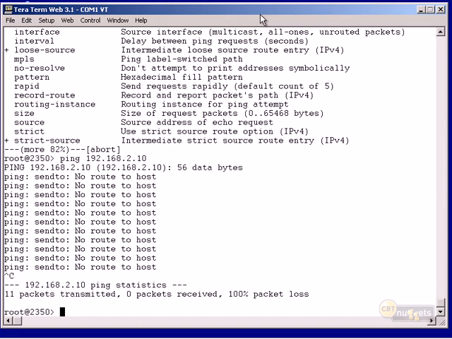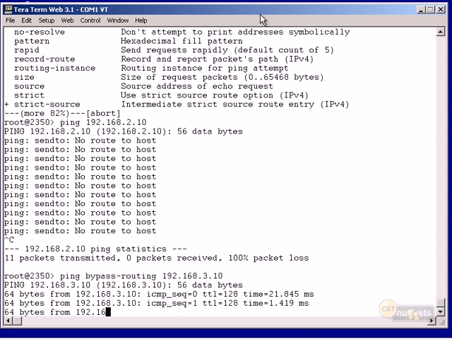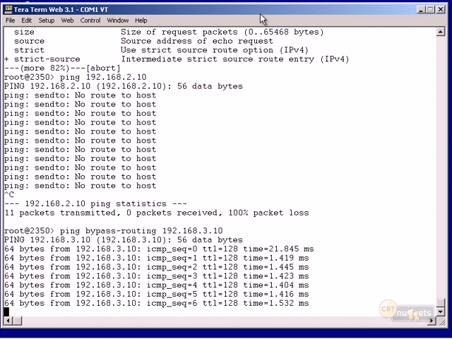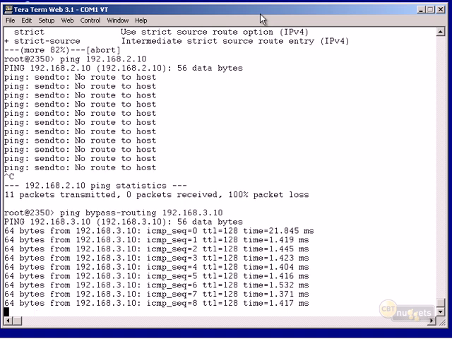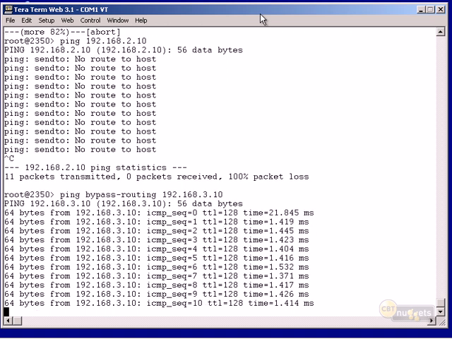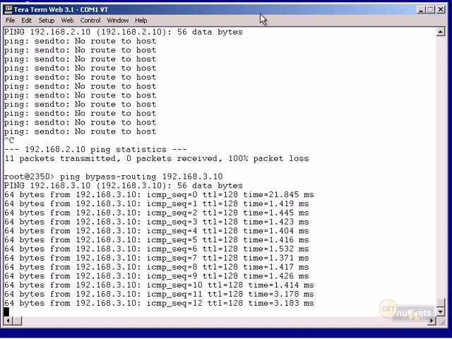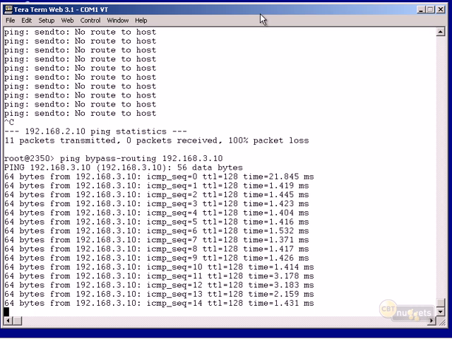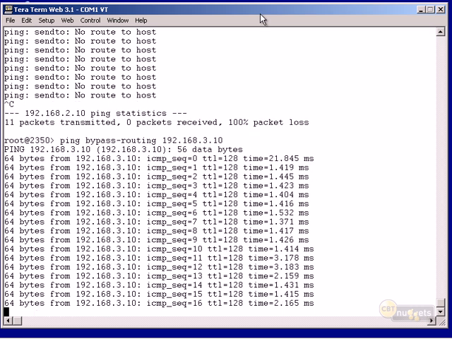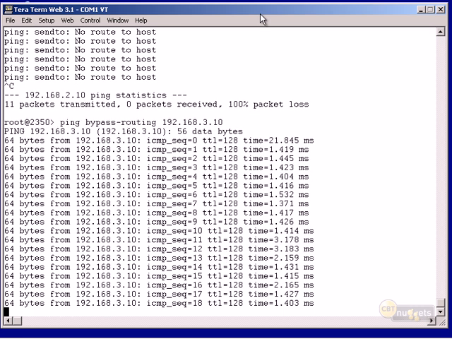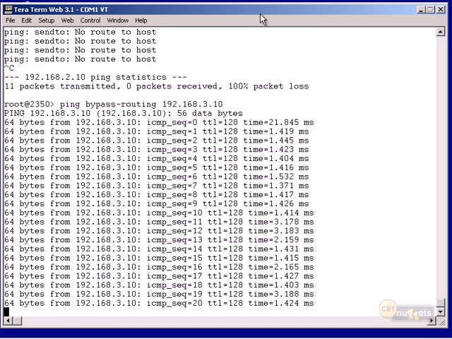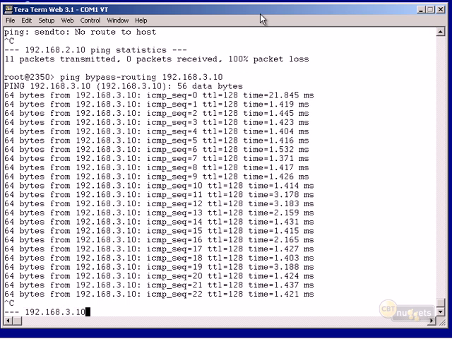Let's try this. Let's say ping bypass routing. So we bypass the routing, that's okay, because I have no static route in the routing table yet. But you can see now I'm actually getting to 3.10, which is this management station, right? And it's getting 64 bytes, and it's just going to continue to keep on going up to 2 billion of these. I don't want 2 billion, so I can just say Control C.